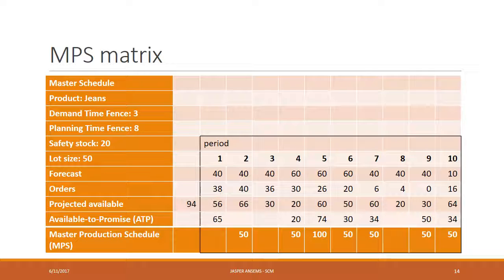Here we see an MPS matrix filled in. You can see the forecast, the orders, and the projected available and available to promise. This is already filled in, so the points from the previous slide are filled in on this sheet.